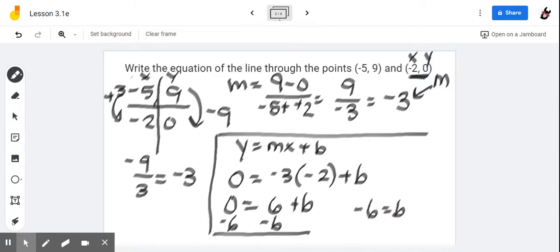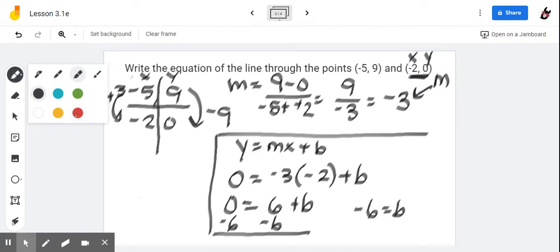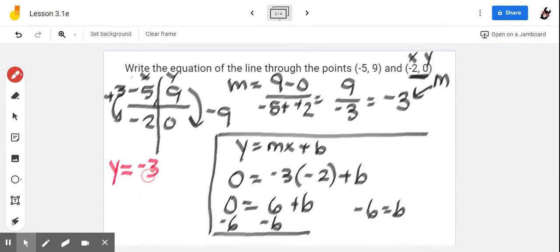Now that I have figured out what my b is, I'm going to make a little room over here, and we're going to write the equation. When we write the equation, we put the x and the y back in. So we have y equals, our slope is -3, x, our y-intercept is -6. So there's the equation of our line.